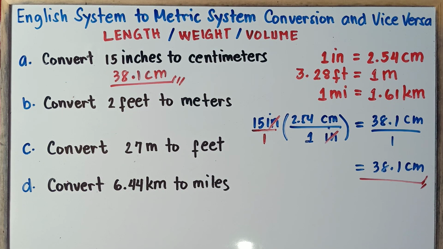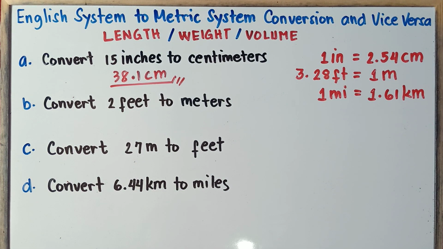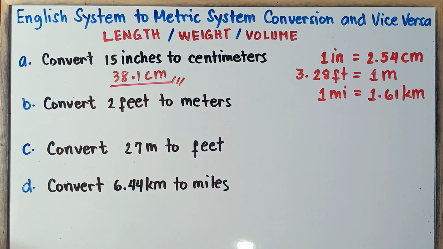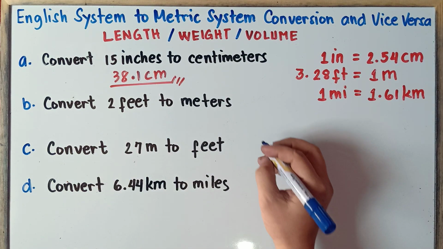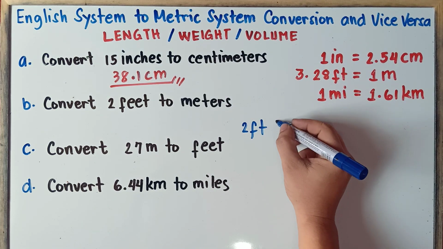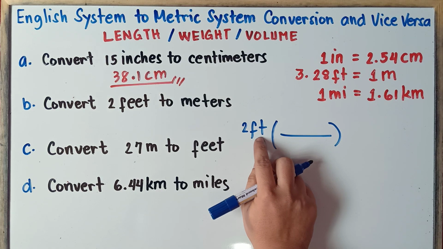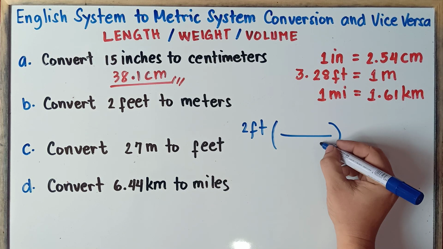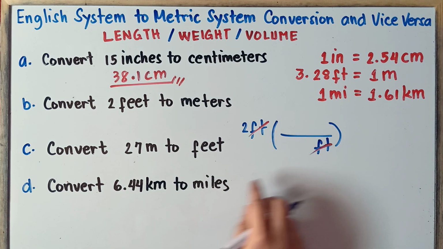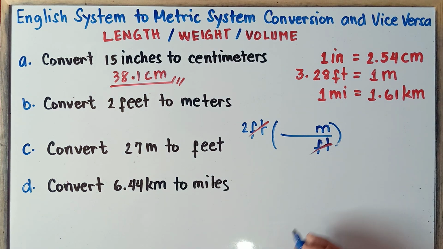Alright, so let's have letter B. Convert 2 feet to meters. Do we have the feet to meters conversion? Yup. 3.28 feet is equal to 1 meter. Alright, so let's do that. Copy our given. That is 2 feet. And then we put parentheses. And then we convert this one. Once again, if this is feet, the unit on the denominator must also be feet, so that we can cancel out this unit. And then we convert feet to meters. So this is meters here for the numerator unit.